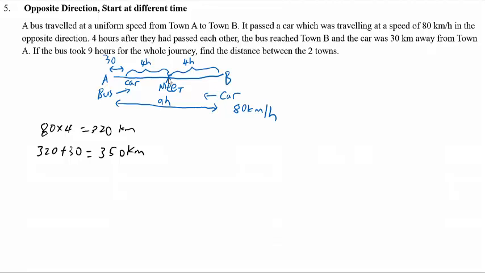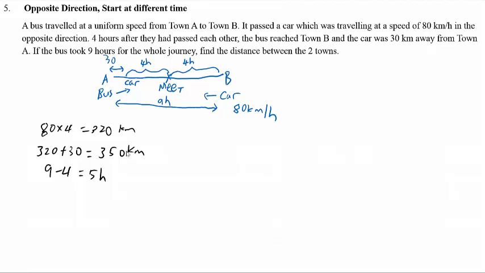We also know that the bus took 9 hours in total to travel from A to B. From the meeting point to town B is 4 hours for the bus. And so the time taken for the bus from here to reach the meeting point will be 5 hours. Make sense? You take 9 minus 4, you get 5 hours. That means the bus took 5 hours to travel from A to the meeting point.